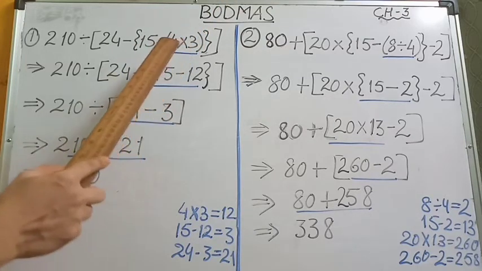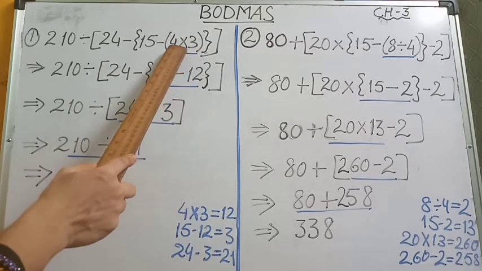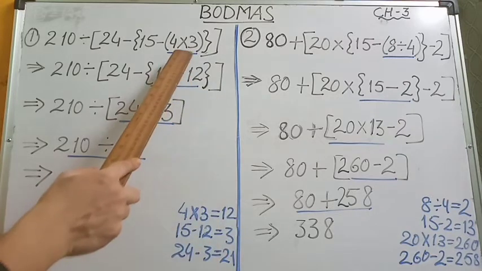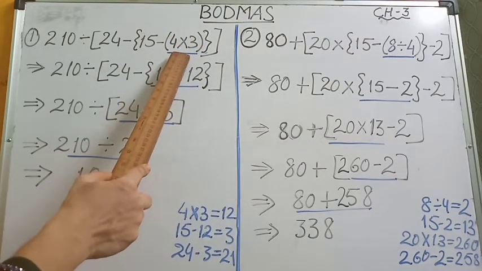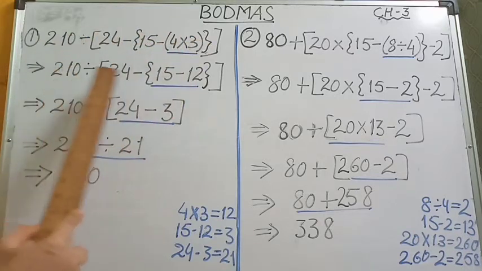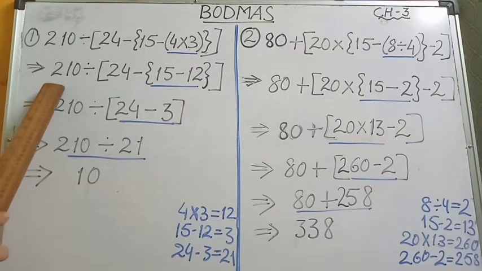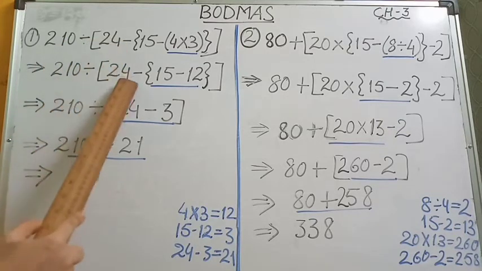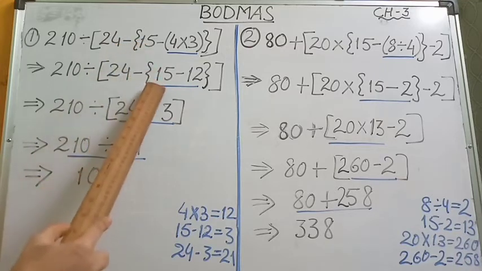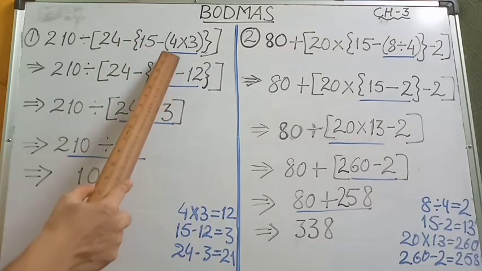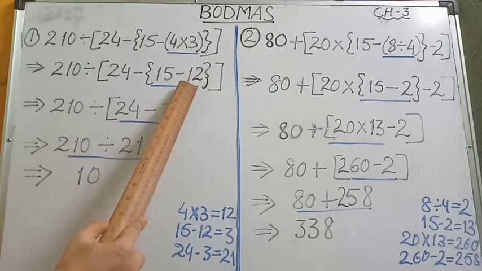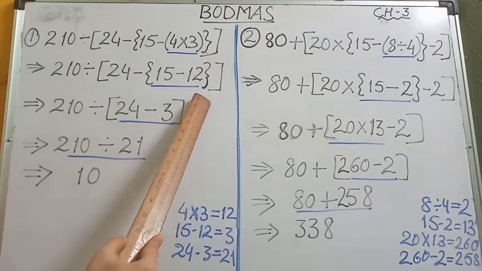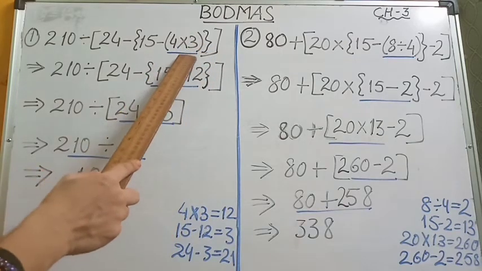So let's start. Within the common bracket we have 4 into 3. So 4 into 3 is 12. So we will write 12 in place of this common bracket and the rest of the terms we will write as they are. Here 210 divided by square bracket 24 minus curly bracket 15, then minus, then in this place we will write 12, then curly bracket close, then square bracket close. Okay, now we have solved the common bracket.